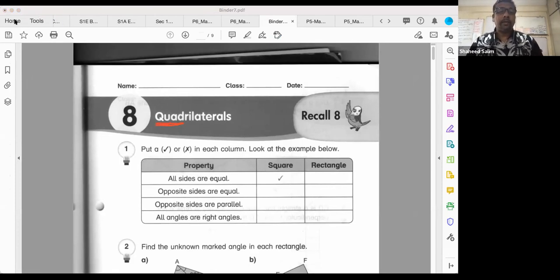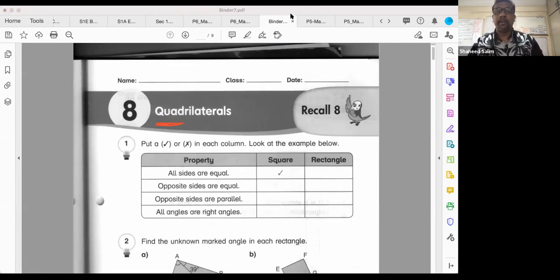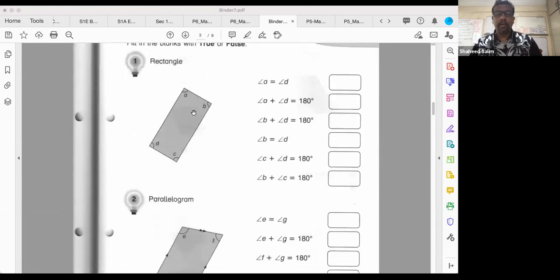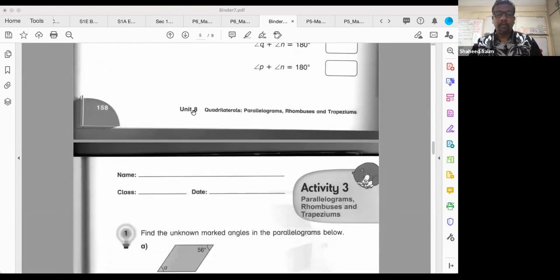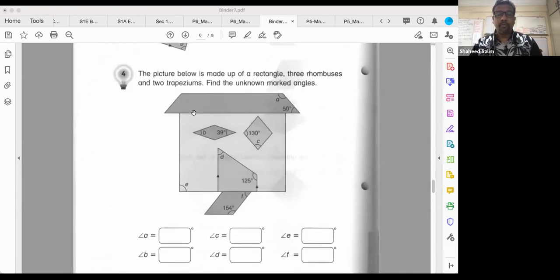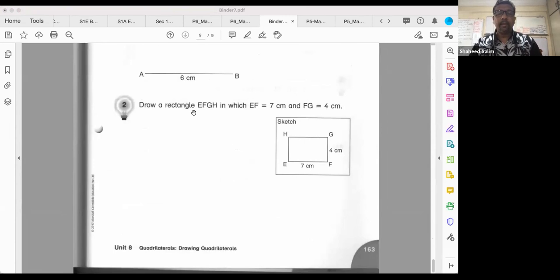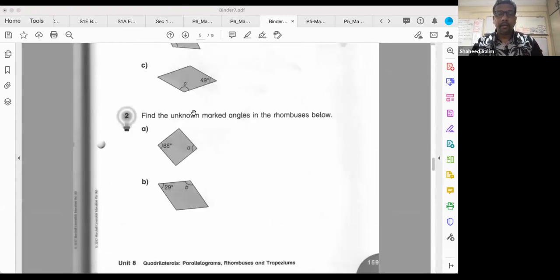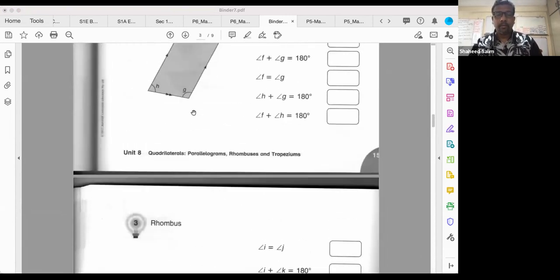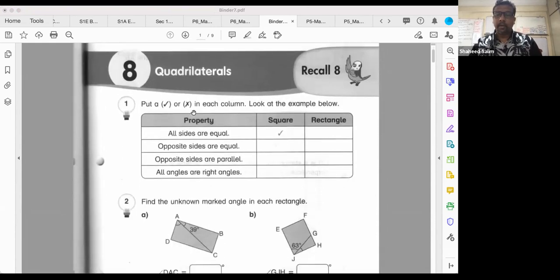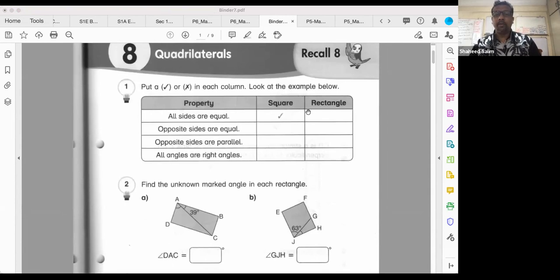So let us look at this particular one. A lot of teachers, even teachers, make mistakes in this. So let us see whether you will make mistakes in this. We go to this particular one over here. Hold on, before we go to all the others, I want to see whether you know this one.